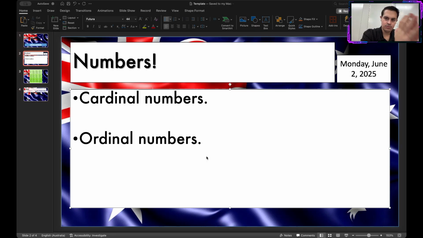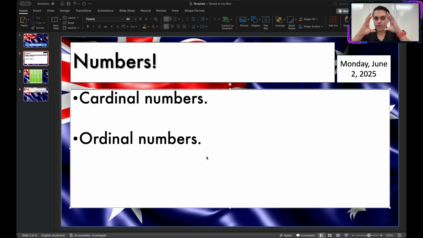Okay, cardinal numbers, they are just normal numbers: 1, 2, 10, 15, 50, 100, 1000, 3, 4, 5, 6, 7. Normal numbers, okay? And ordinal numbers, they express order. They display the order. For example, I love Formula One. Whenever the race finishes, they display some sort of scoreboard, and they have first, second, third, fourth, fifth. These numbers that I just said are the ordinal numbers.